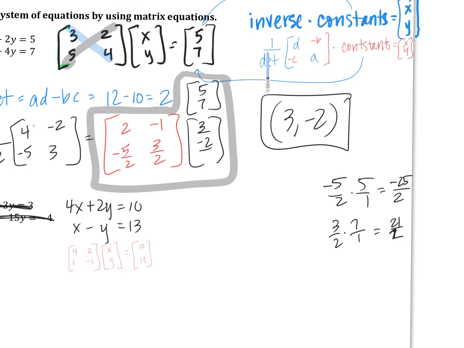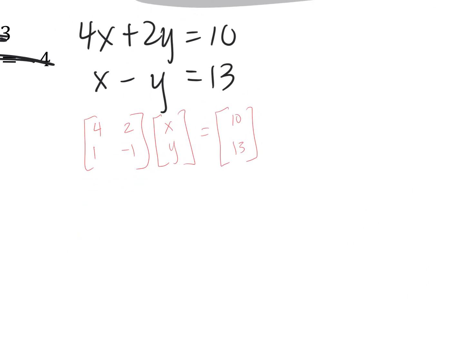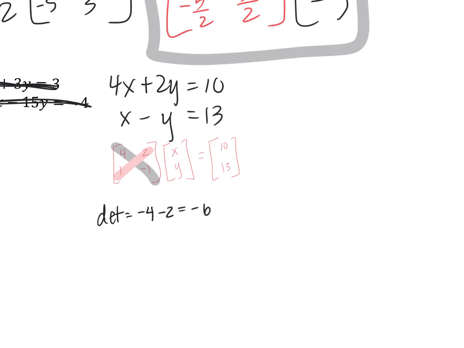Look at these little steps. We've got to take the inverse times the constants to get my solution. And that inverse, one more time, is 1 over the determinant. Let's just start with that determinant. First step, that determinant of this cute little 2x2 is AD minus BC, gray minus red. -4 minus 2, -6. We found our determinant.